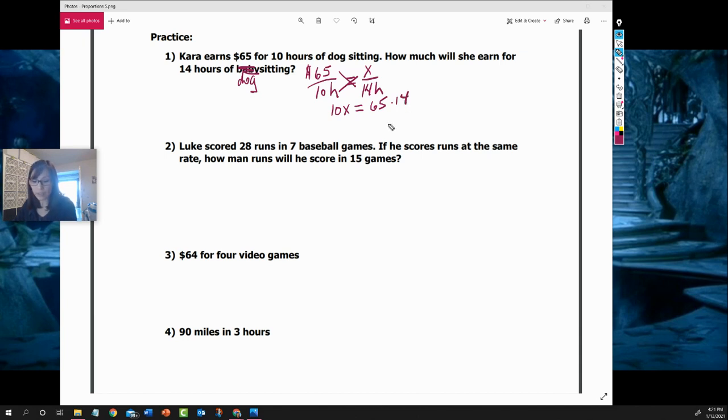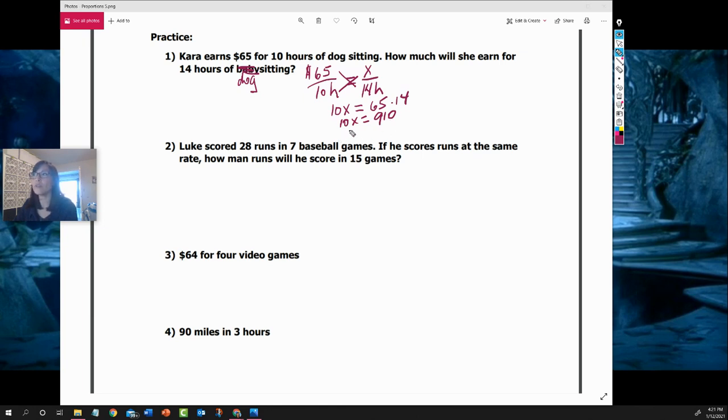I can use a calculator to help me figure out what 65 times 14 is. That is 910. And now I have 10x is equal to 910. I want to know what x is, so this is a one-step equation.